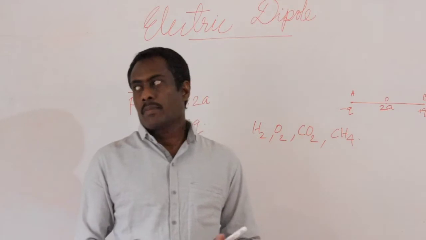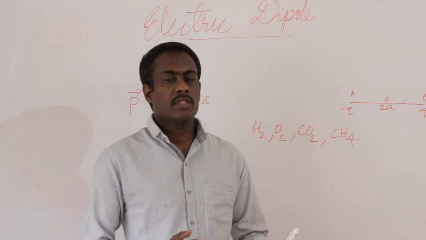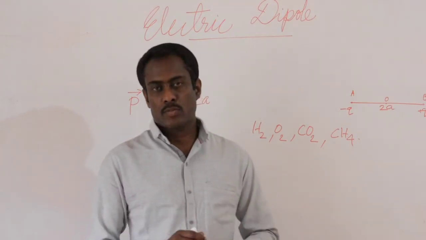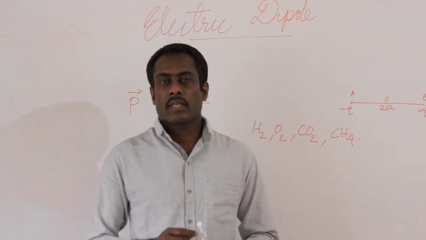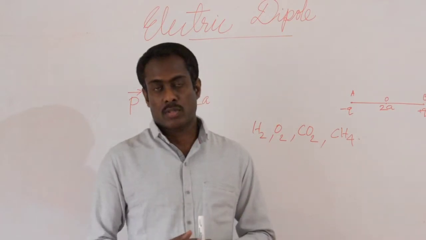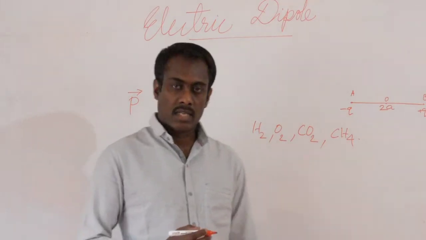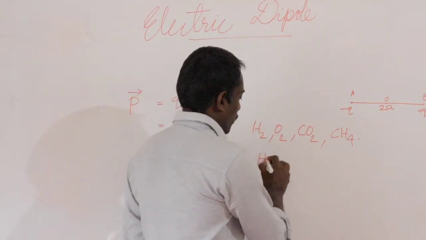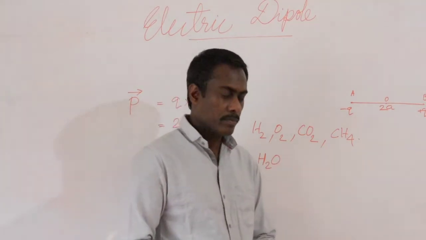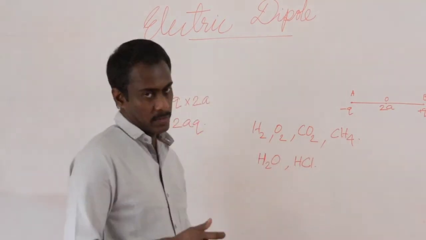In some other molecules, the center of the positive charge does not coincide with the center of the negative charge. They are separated by a distance. Therefore, the magnitude of the dipole moment is not 0 in such molecules. Such molecules are called polar molecules. A common example of polar molecules is H2O. Water molecule is a polar molecule. Hydrochloric acid is also an example of a polar molecule.